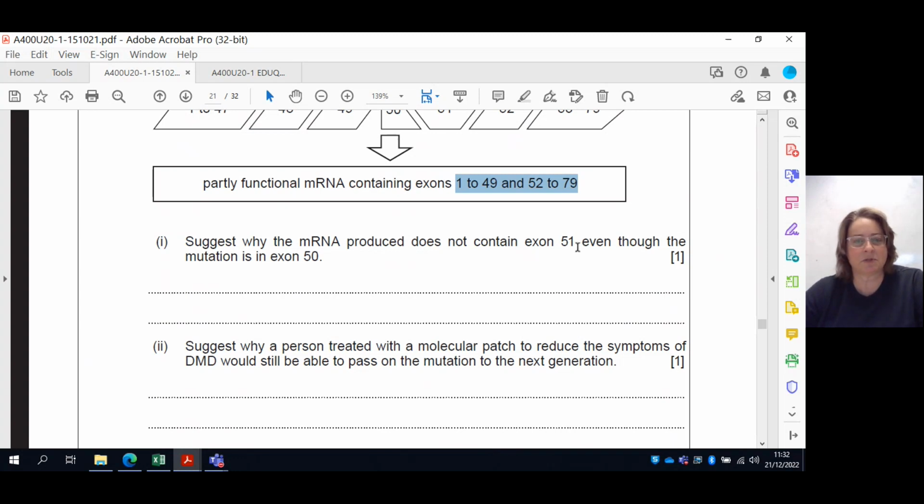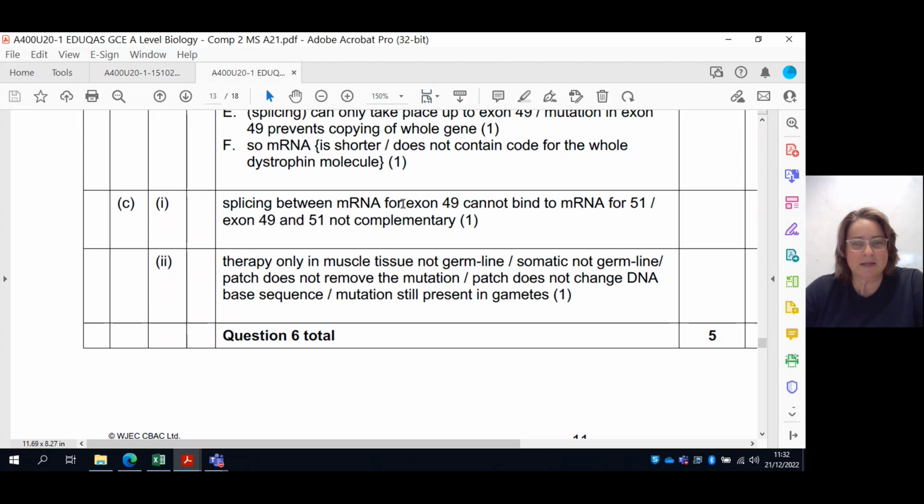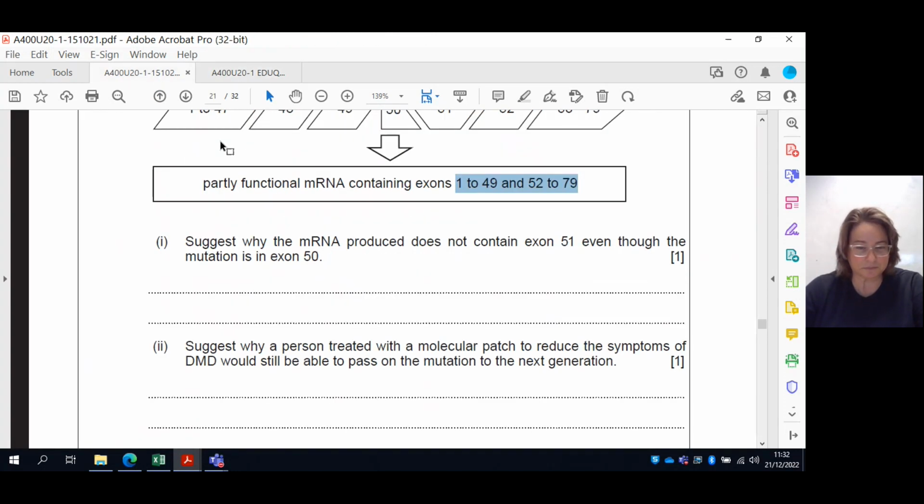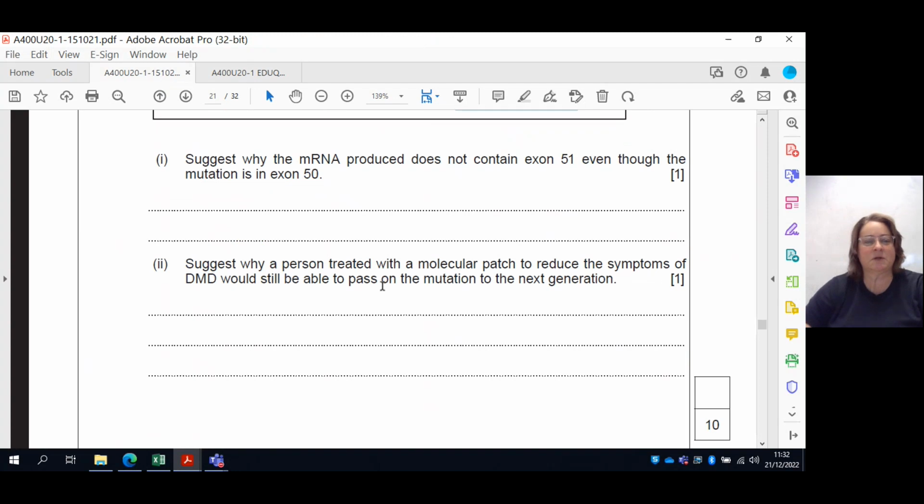49 cannot bind onto 51. Therefore, 51 is just skipped because 52 is the one where it can bind to again. So splicing cannot bind to 51 because they're not in complementary shapes. They're not in the shapes where they should be. Last question for this one.